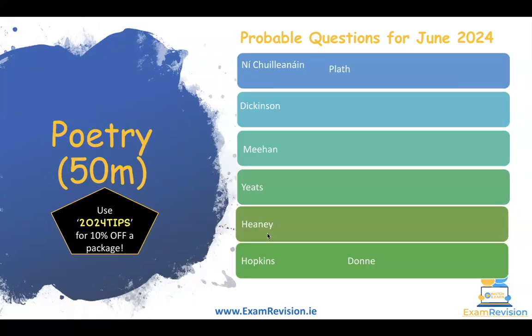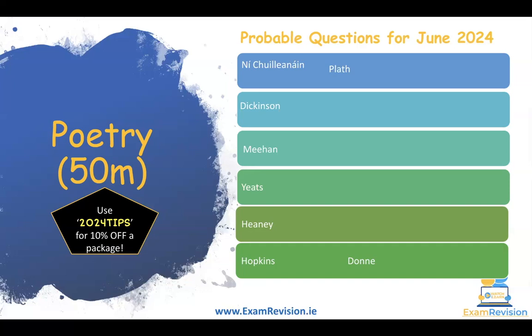And for poetry, which is our 50-mark question, prescribed this year is Ní Chuilleanán, Plath, Dickinson, Meehan, Yeats, Heaney, Hopkins, and Donne. So my prediction is Ní Chuilleanán, Plath, Heaney, and Hopkins will appear. They're the 4 ones I would bet on, because Ní Chuilleanán hasn't come up in a while. Plath also hasn't been up in a while. So that's our Irish and our American woman.